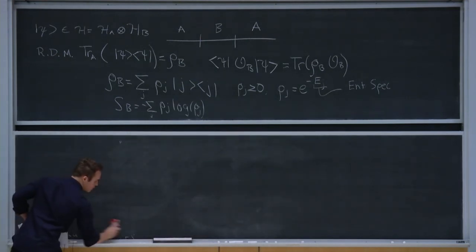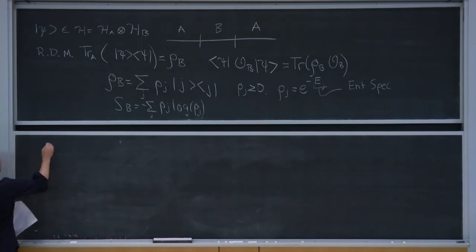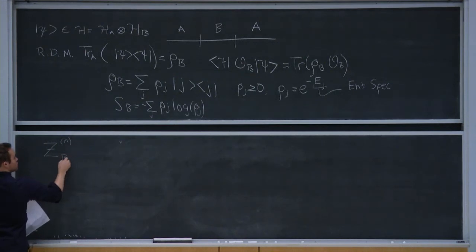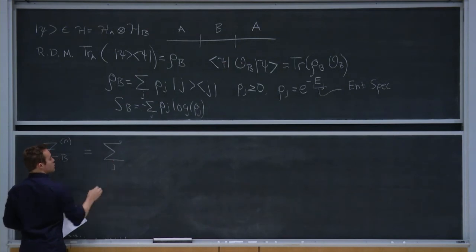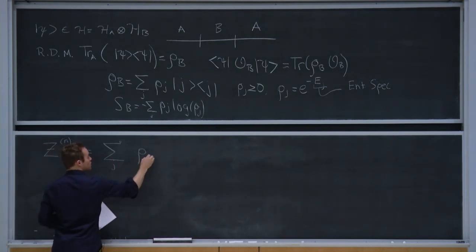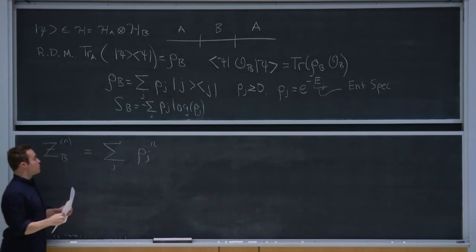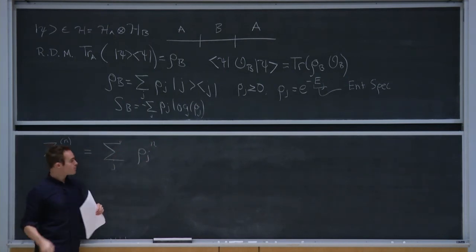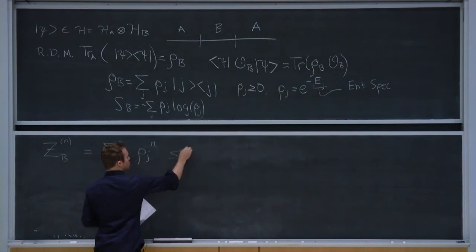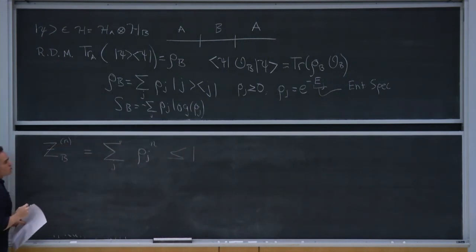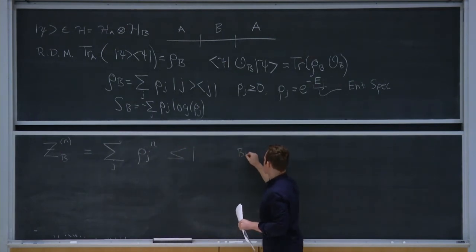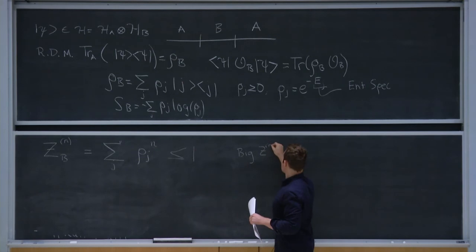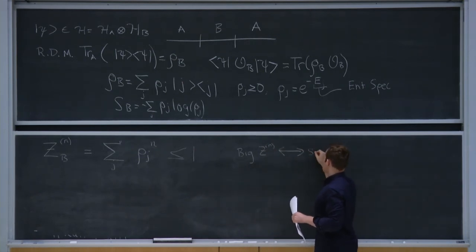So what I'm going to define is something I'm going to call, this is just a notation here, Z_n of region B. You find these eigenvalues of the reduced density matrix and then sum them all up, but raised to the power of n. So this gives you some number less than 1, because each of the p_j's is less than 1. And the way it encodes entanglement is basically big Z means small entanglement and vice versa.